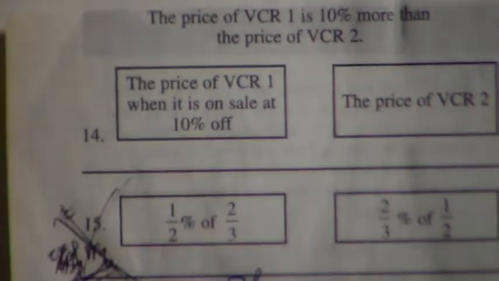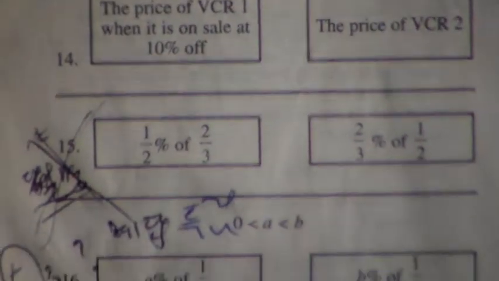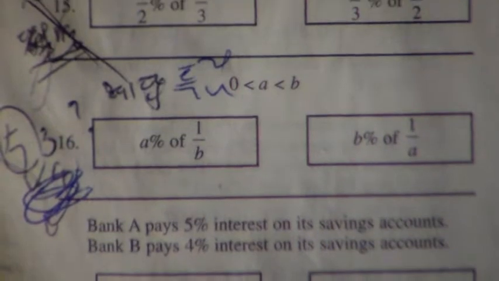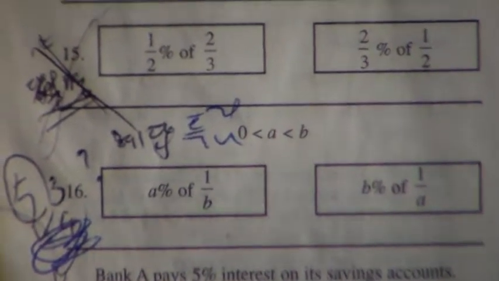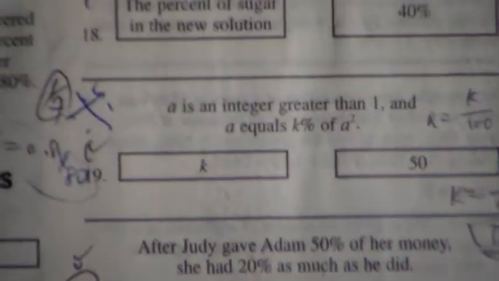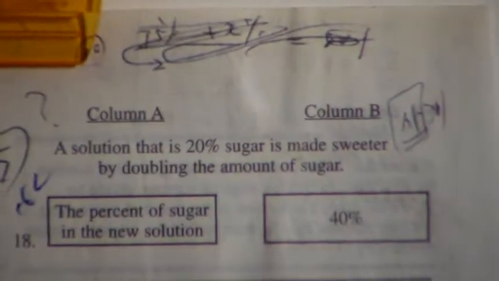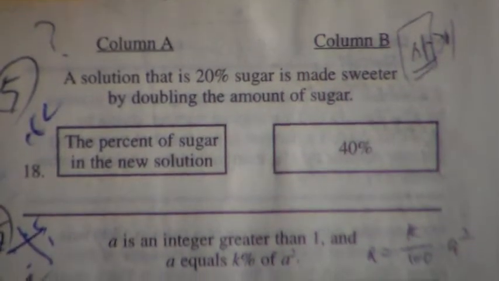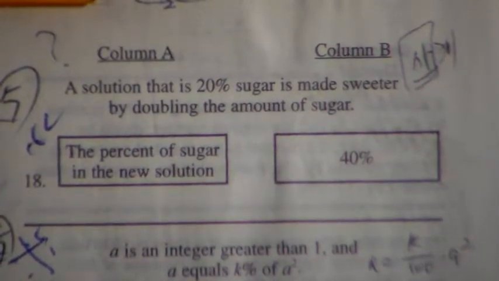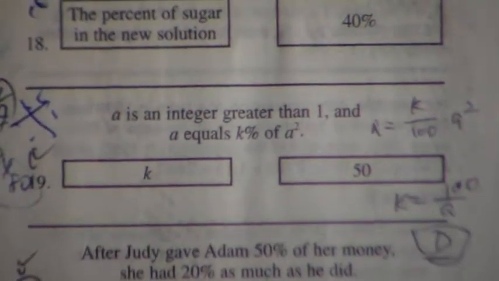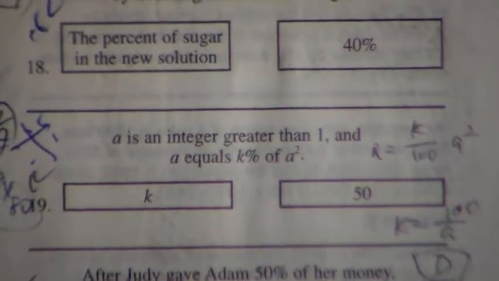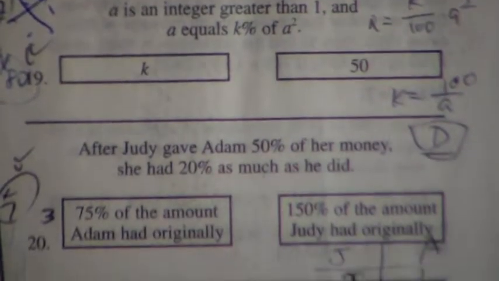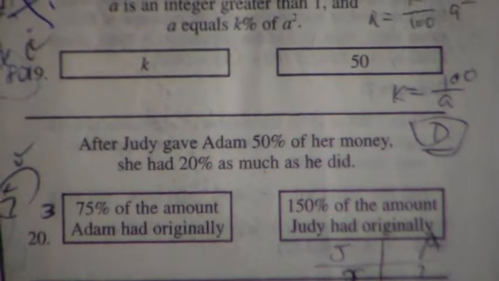Example 11, and 16, and 18, $19, and $20. Okay.